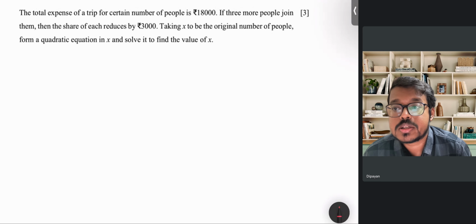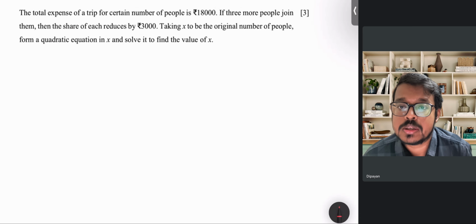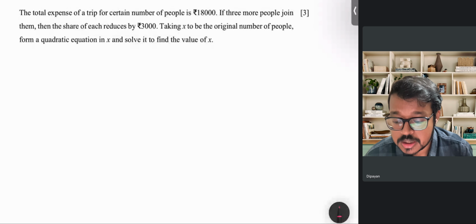Let's solve another word problem from quadratic equations. Now this question does not have a particular theme. We can say it's a miscellaneous themed question.